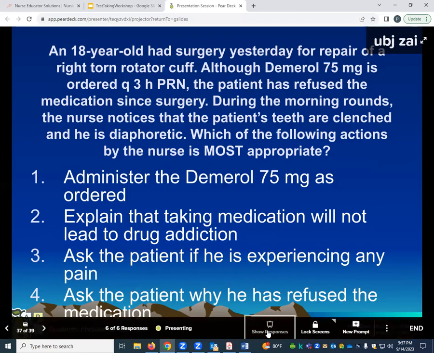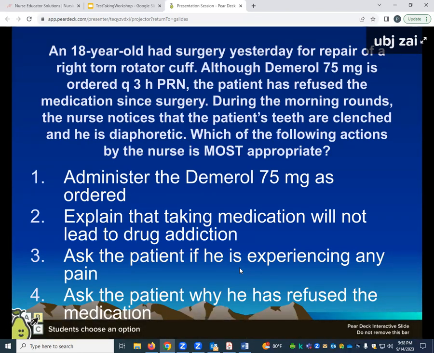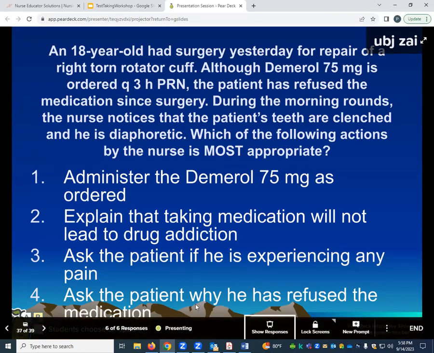Okay, so we got a nice little variety here. We can't do number one because that's assault and battery. If they're refusing the med, you can't just give it. With option number two, we're assuming that he's concerned that the Demerol is going to lead to drug addiction, and we have no clue in this question that there's that fear. Ask the patient why he has refused the medication? Remember, avoid the word why. The correct answer is ask the patient if he's experiencing any pain.